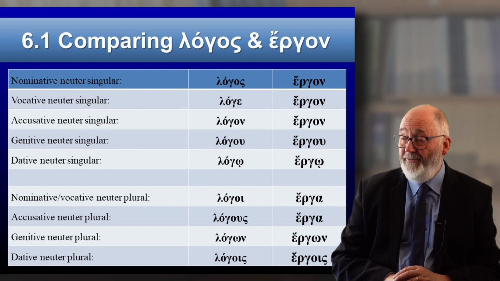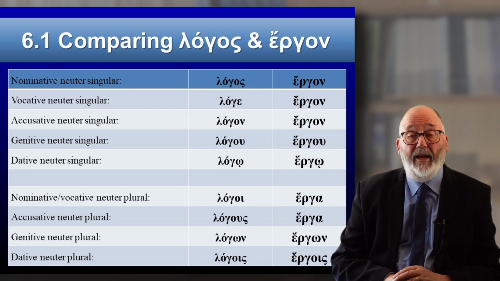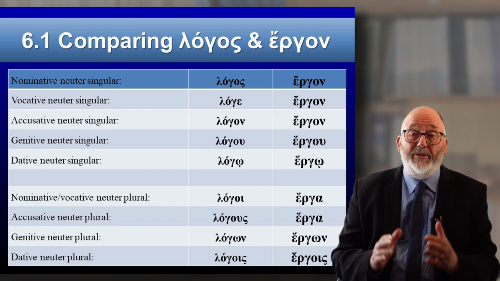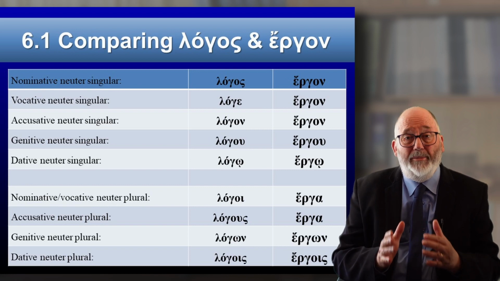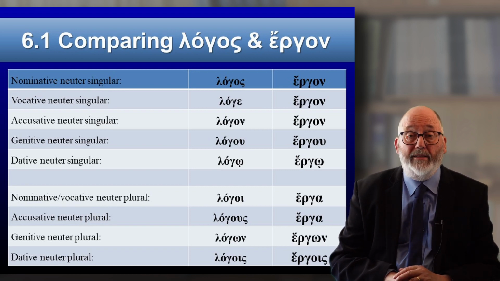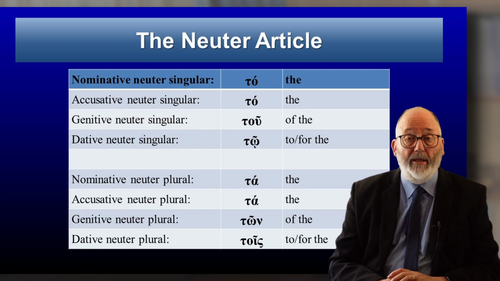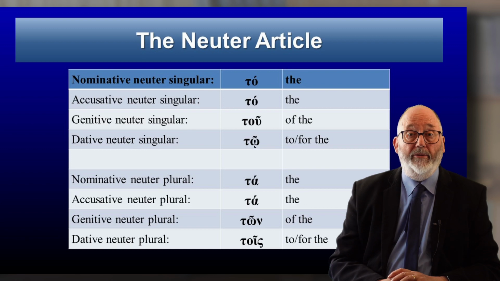There is some good news though. If you check the endings of the genitive and dative, they are the same between logos and ergon for both singular and plural. So you can see why the Greeks thought these 2 words were similar in the way they formulated their cases. That's why they are in the second declension. Just as there was a masculine article that had different case endings, so too there is a neuter article that has different case endings.